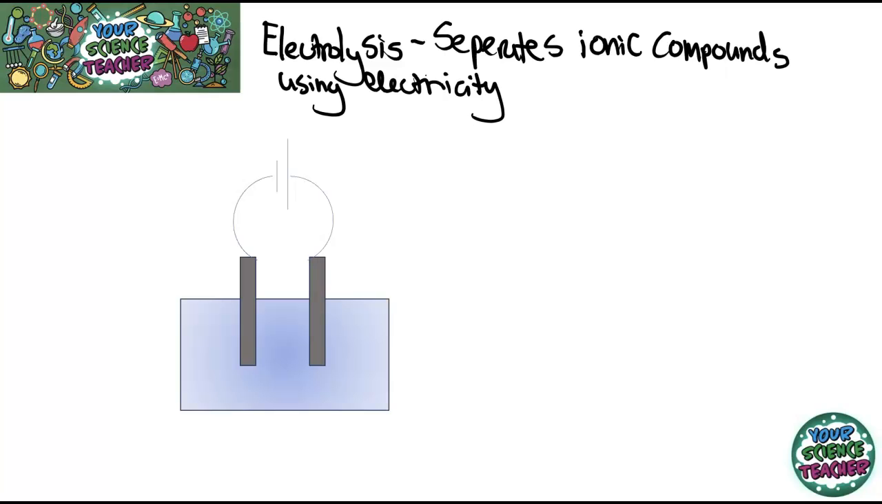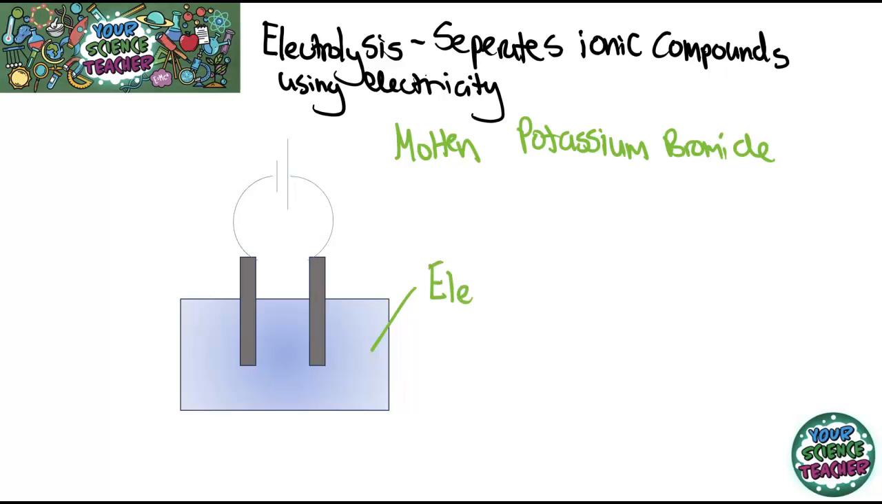Now, the first thing you need to know about electrolysis is you first need to make your ions be able to move. And there's two ways of doing this. You can either make it molten, which means heat it to a high temperature so it turns into a liquid, or you can add water and make an aqueous solution. We're going to first focus on a molten solution. So here I'm going to have molten potassium bromide. So that would mean that my electrolyte is potassium bromide.